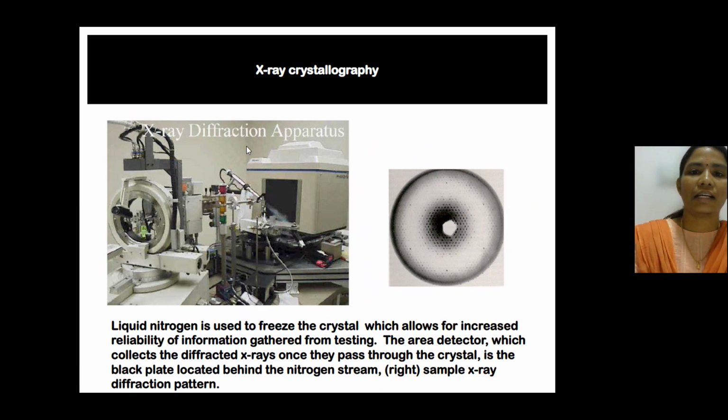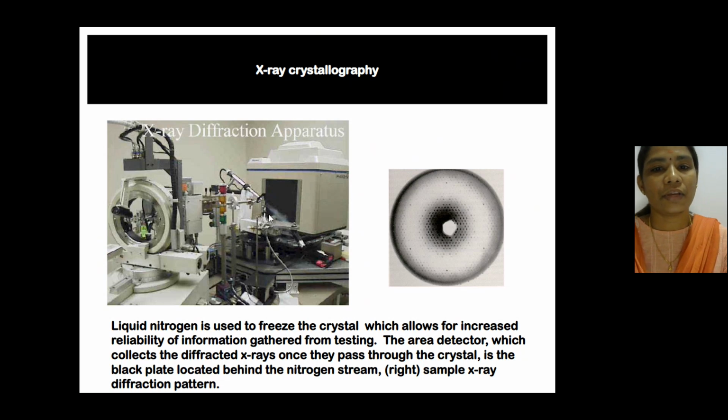So this is the X-ray diffraction apparatus. Here you can see there is a freeze, that is liquid nitrogen, so that the crystal should not crack or get damaged. The liquid nitrogen will pass through it, and when you pass the X-rays on it, a diffraction pattern like this is produced.